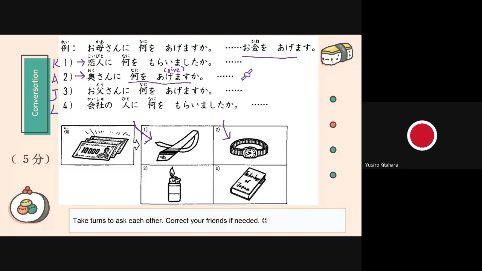What is number two? Tokei. Yeah, okay, tokei. So tokei o. Yeah, can just copy the same verb, which is agemasu. Tokei o agemasu. Okay, do you understand? The question is asking give what to your wife. You say give what, sure. Okay, tokei o agemasu. That's all.